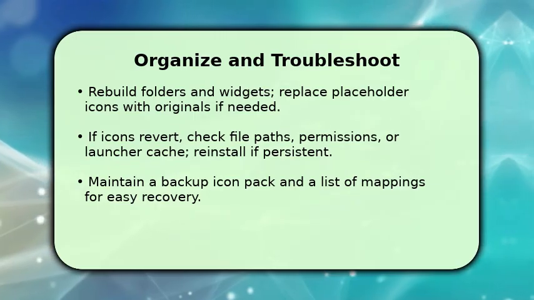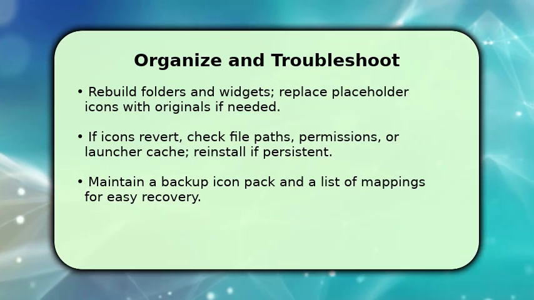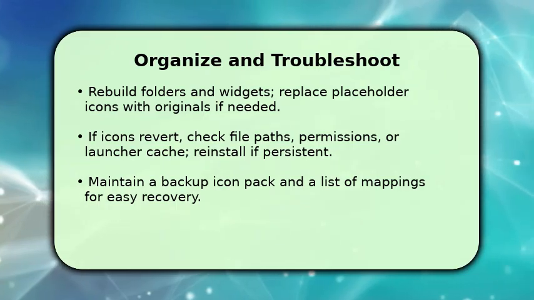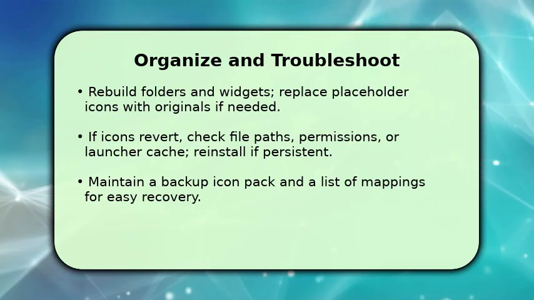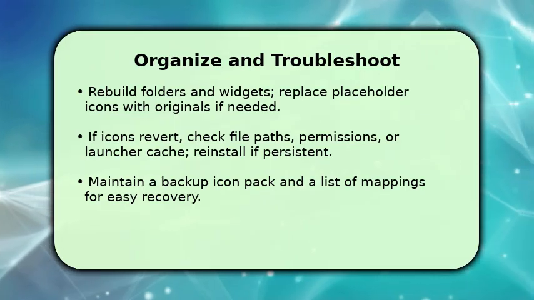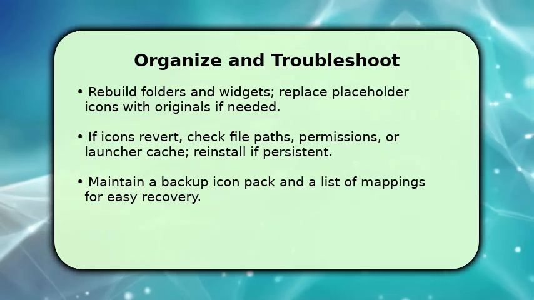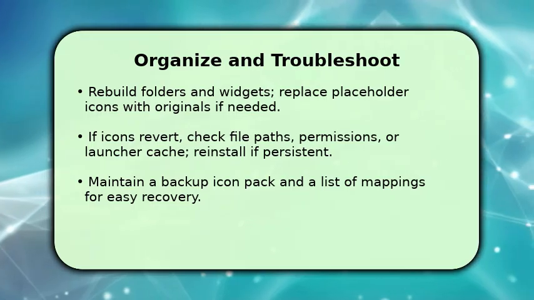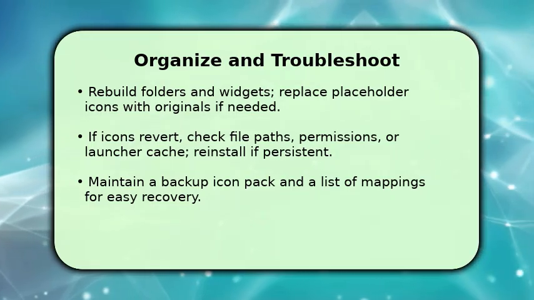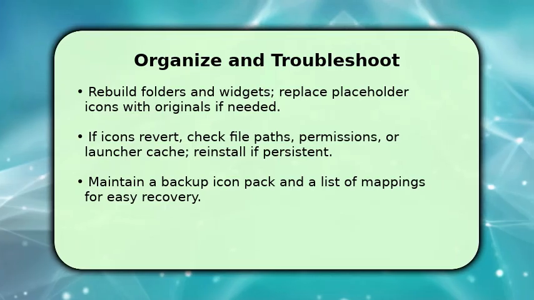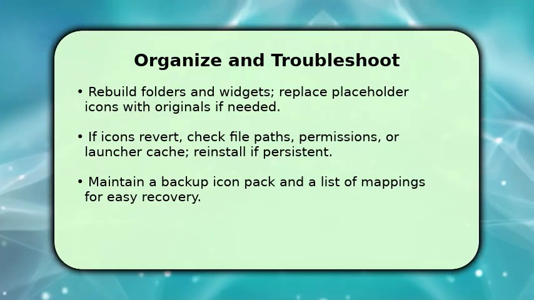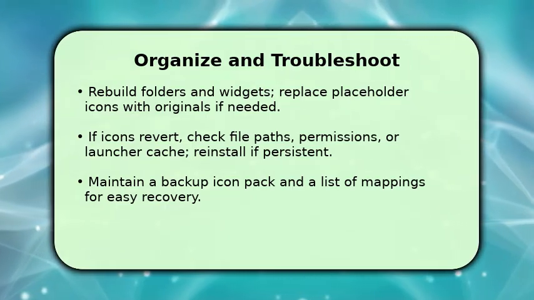If an icon reverts or opens the wrong app, first check that the image file stays accessible and the shortcut points to the right package or URL scheme. Clear the launcher cache and restart the device. If problems persist, reinstall the launcher or shortcut app. Then reapply your backup icon pack and mapping list so you can recover quickly without repeating every step.